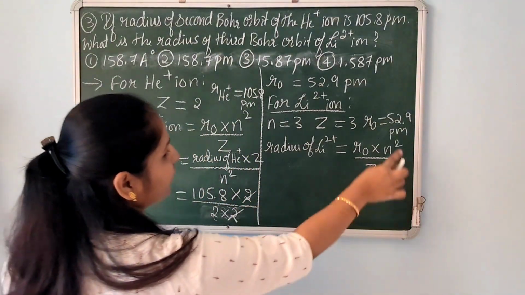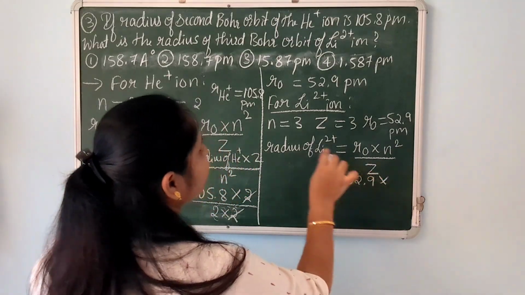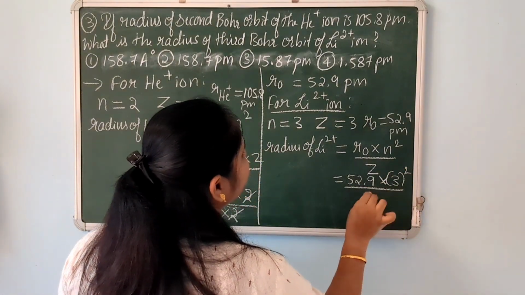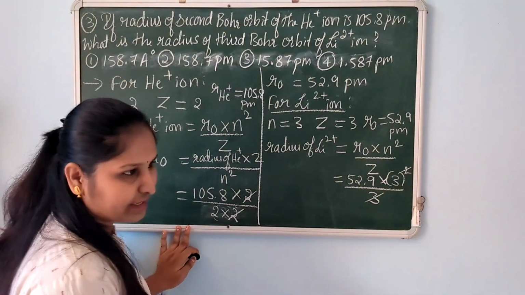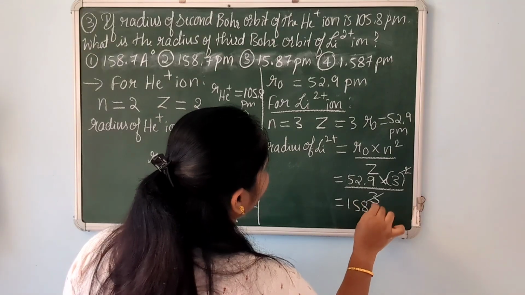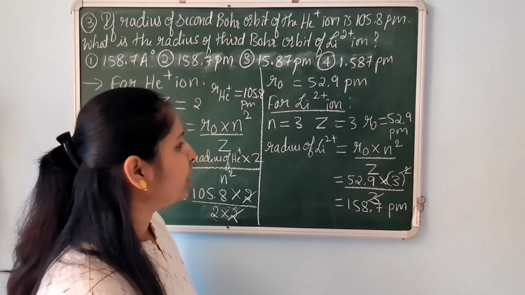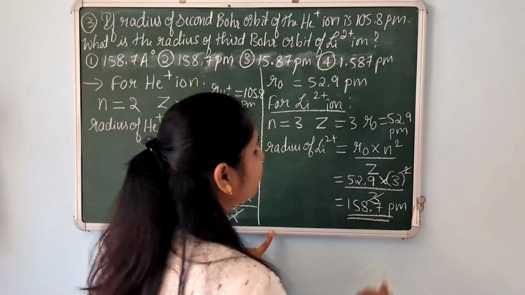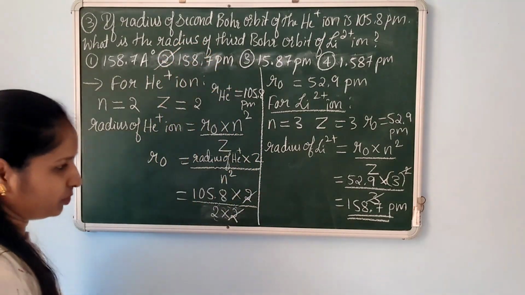What is R0 here? We have already got the answer, it is 52.9. And what is N here? It is 3 square, so I'll write 3 square upon 3. One of the 3s and the 3 get cancelled, and the answer we get is 158.7 picometer. The radius of lithium 2 plus ion in its third orbit is 158.7 picometer. From the given options, the second option is the right option.